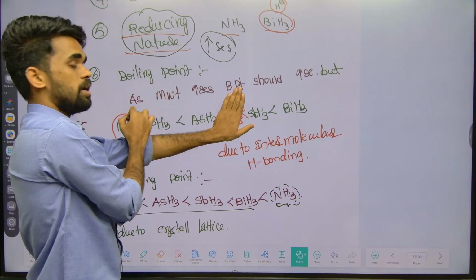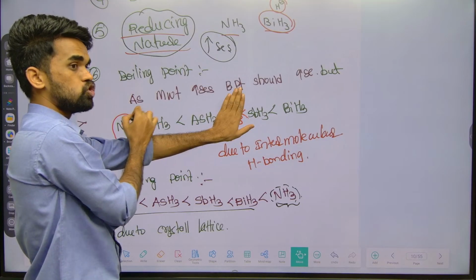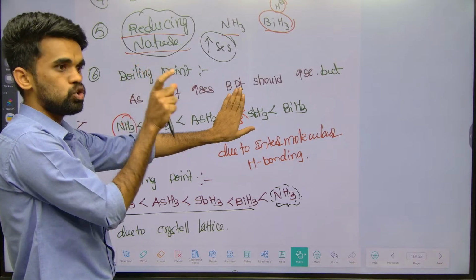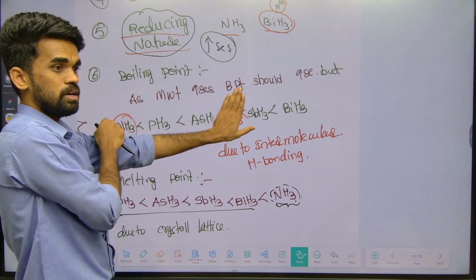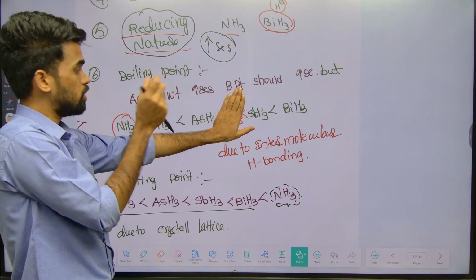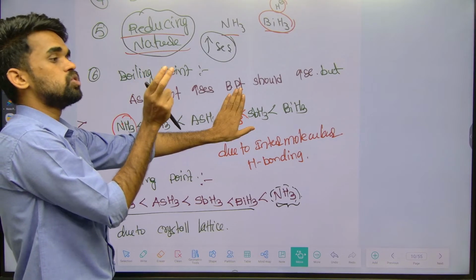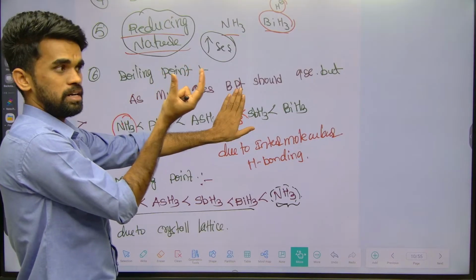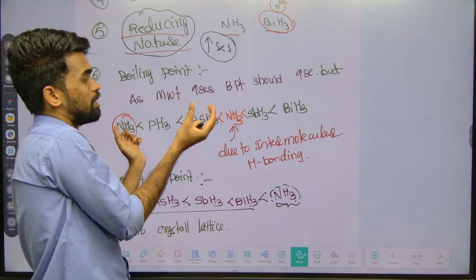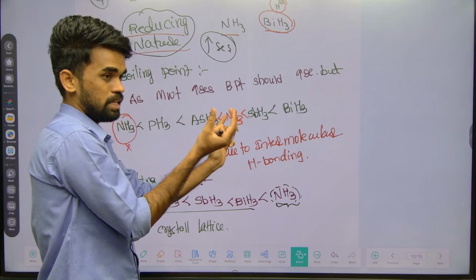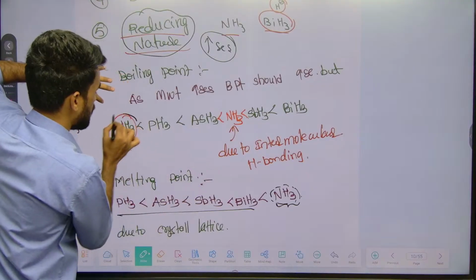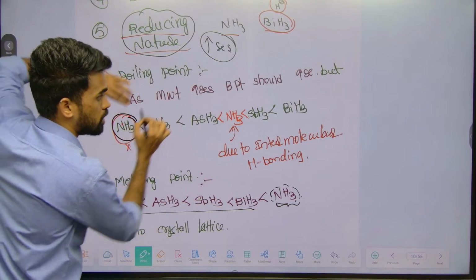See, the nitrogen-hydrogen bond is an electronegative bond. So it means it can form hydrogen bonds. Ammonia can form what type of bonds? Hydrogen bonds, due to the electronegativity difference. So due to this hydrogen bonding, its boiling point and melting point are greater than what we expected. That's why the overall order will be like this: you just bring this nitrogen, ammonia, to here.